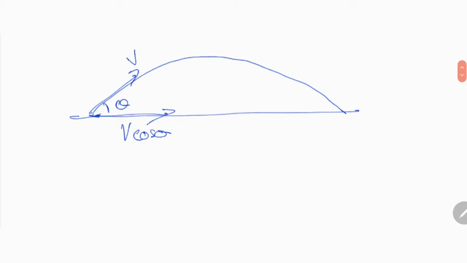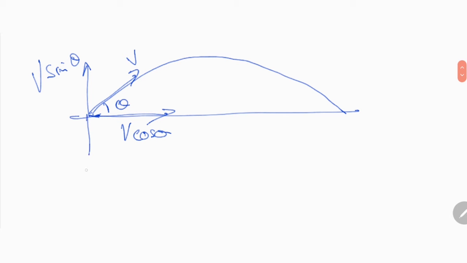So let me draw it here like this. This is the projectile. Let this be theta. Let this be v. And we know this is v cos theta and this is v sine theta.